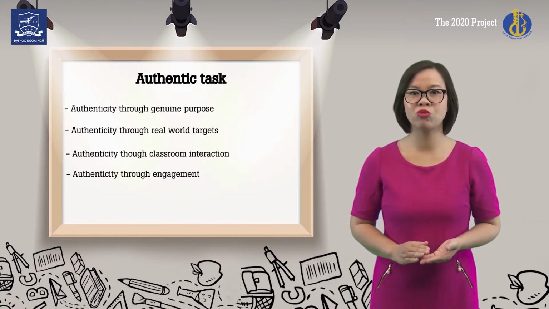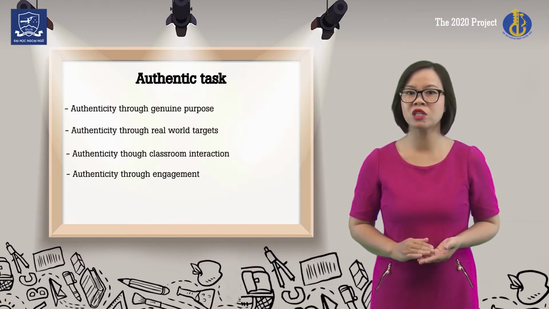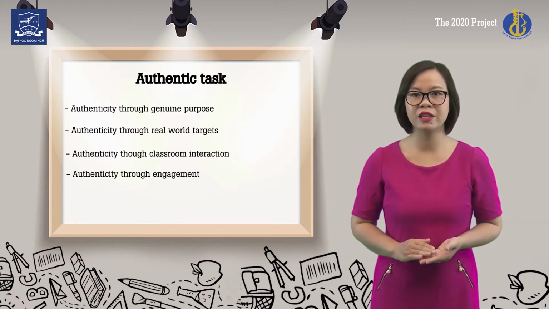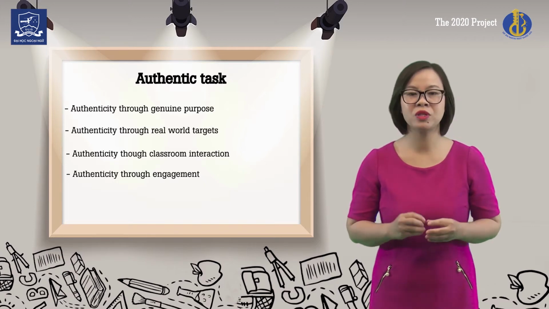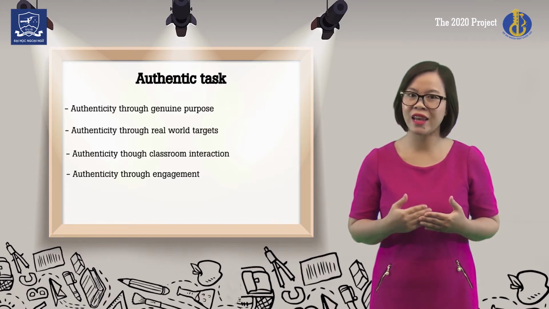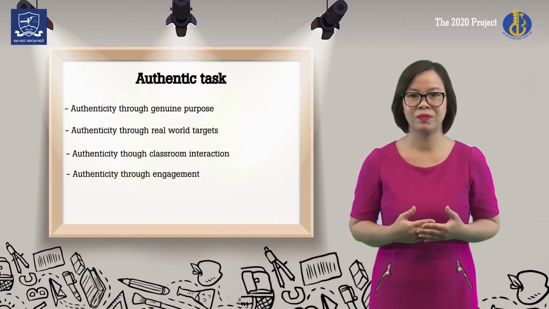Next, authenticity through classroom interaction. Rather than focusing on real-world situations outside the classroom, the most authentic activities exploit the potential authenticity of the learning situation. For example, we can put students in pairs or in groups to discuss, evaluate, and report on the usefulness and appropriateness of teacher feedback and different kinds of homework tasks. And this very process of negotiation of meaning is authentic.